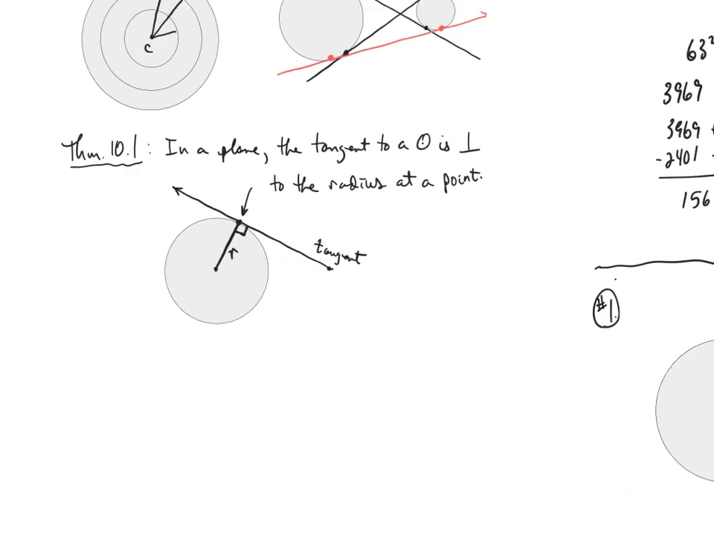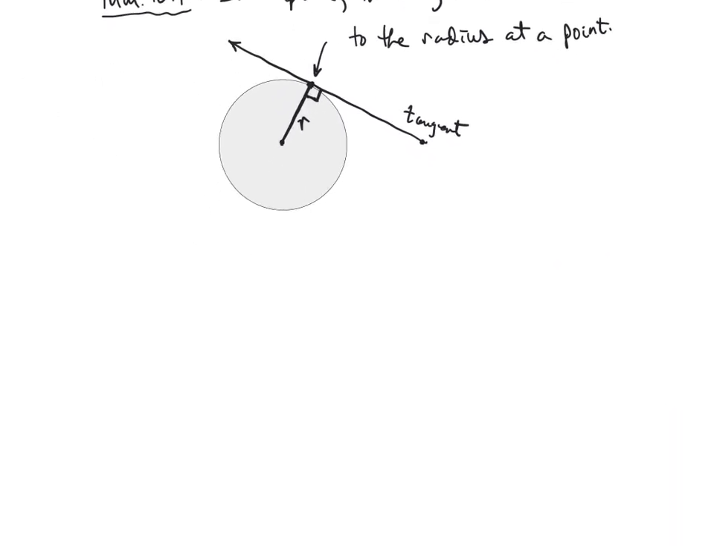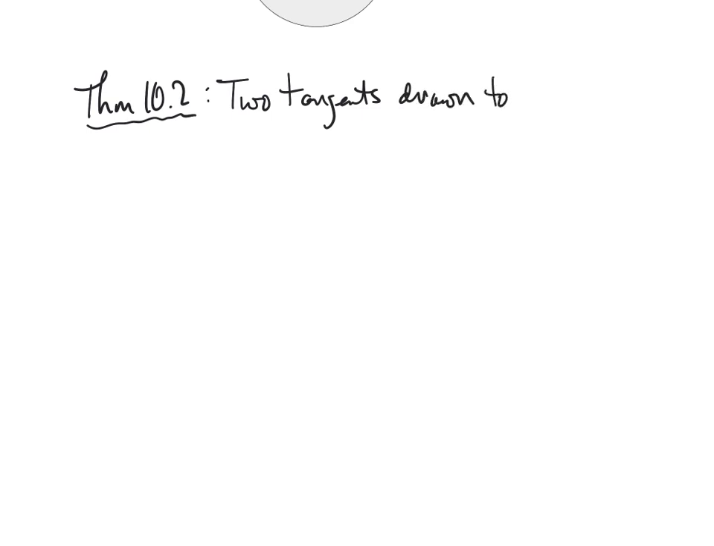All right, so I'm just going to slide back and now give you guys the second theorem for this section. Theorem 10.2. And this one says two tangents drawn to a circle from one point are equal. Two tangents drawn to a circle from one point are equal.